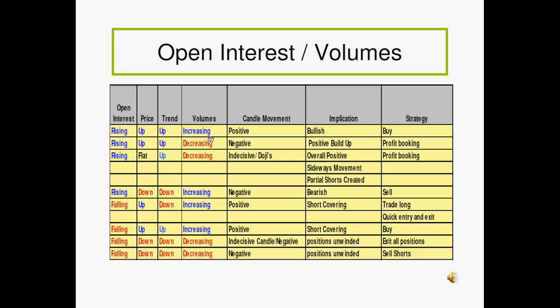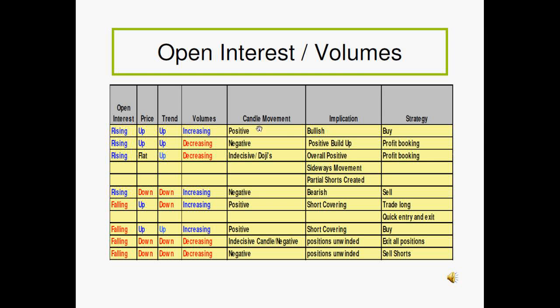Then we are saying volume is also increasing, meaning today's volume is higher than yesterday's volume. We are not taking overall volume, we are just comparing today's volume to yesterday's volume. So the volume increased from yesterday or not. We are not looking at a historical comparison of volumes.